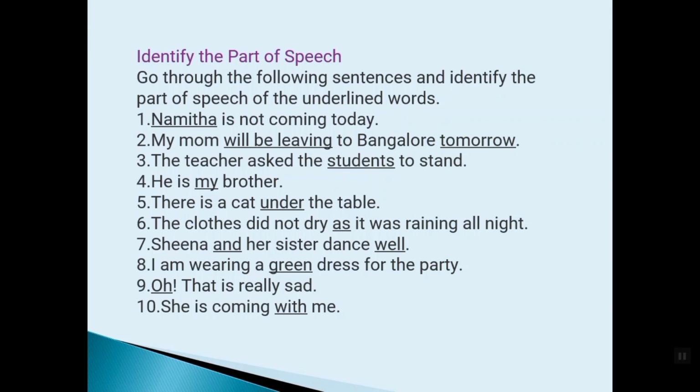There is a cat under the table. Under is a preposition. The clothes did not dry as it was raining all night. Here, as is a conjunction. She and her sister dance well. And is a conjunction here and well is an adverb.